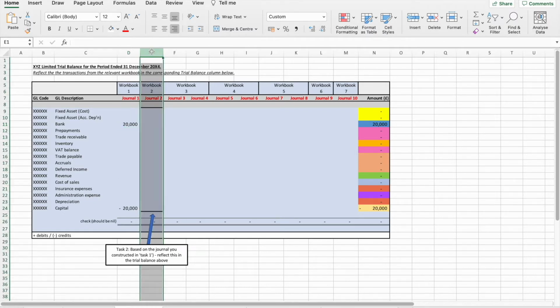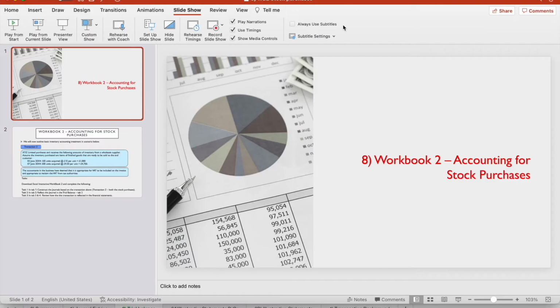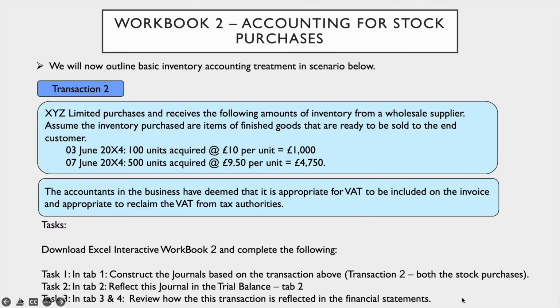So we're now moving on to our second workbook, which you'll be able to download in this session's resources. Before you do that, however, I just want to introduce this transaction. Transaction number 2 is in the area of accounting for stock. Stock is also referred to as inventory. That is effectively goods which this company has bought, which it intends to sell on to a third party. So this falls under the area of inventory or stock, and the two terms can be used interchangeably.